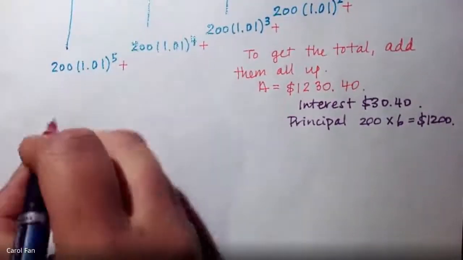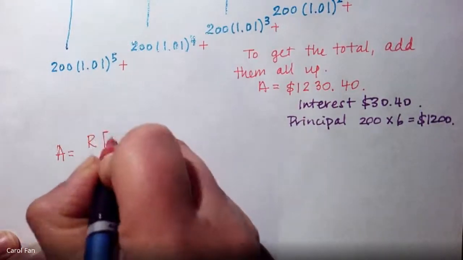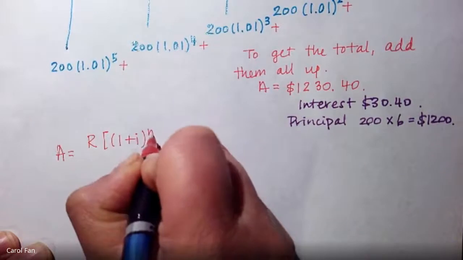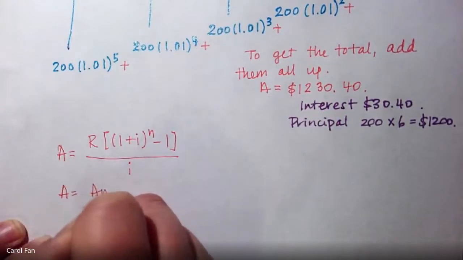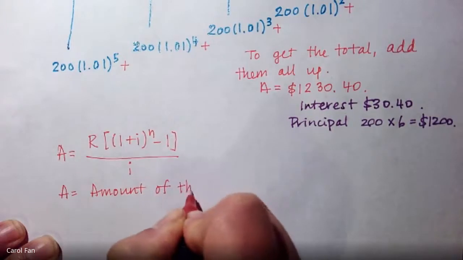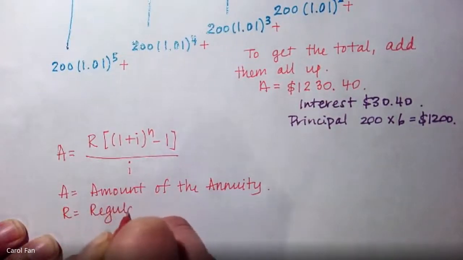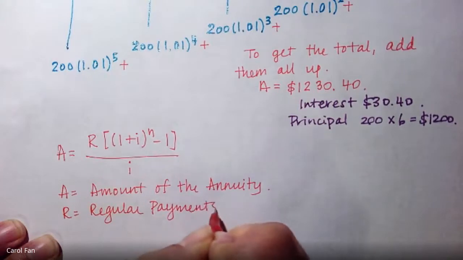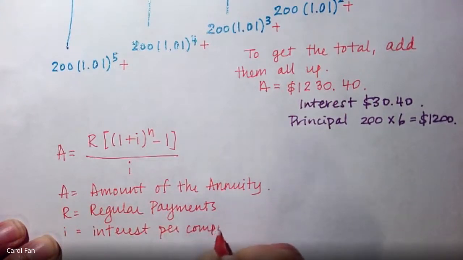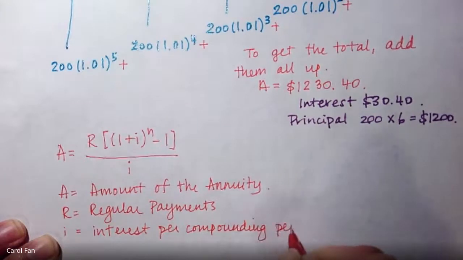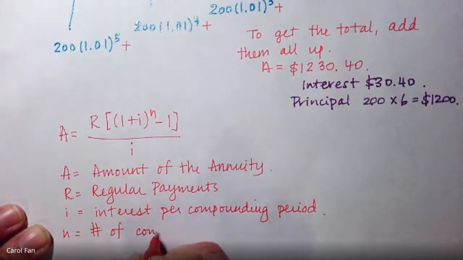The equation that we use: the amount of an annuity is equal to the payment times (1 plus i) to the power of n minus 1, divided by i, where A is the amount of the annuity, R is equal to our regular payments, i is our interest per compounding period, and n is the number of compounding periods.